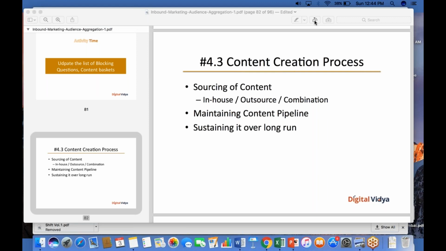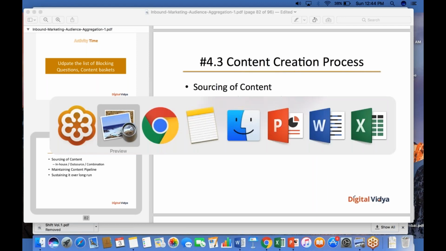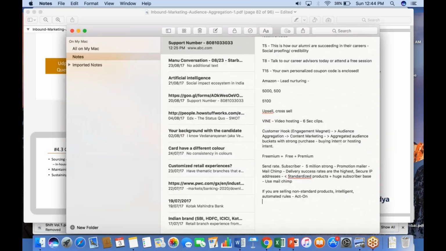Cool. So now moving on to the content creation process. As I mentioned earlier, you can either create content in-house, or you can outsource it, or you can curate content, or you can do a combination of the two. The other thing you need to do is maintain a strong content pipeline and sustain it over the long term. So let me go back to what we used to do at Simply Learn.